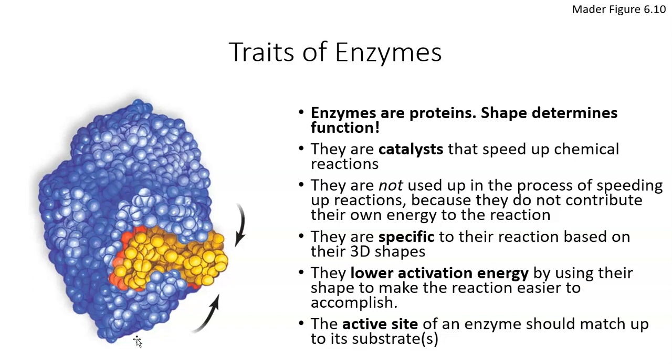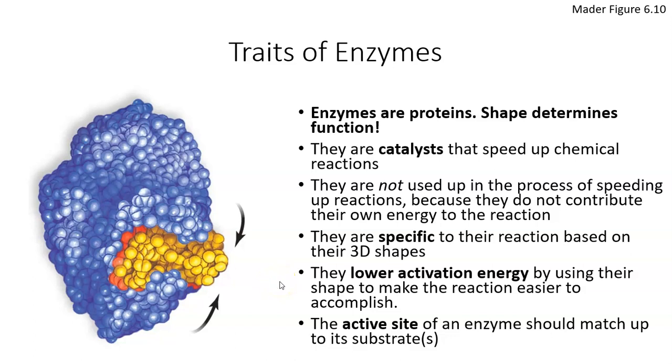When they speed up their chemical reaction, they do it by making the reaction, whatever that chemical reaction is, easier to perform. In other words, they lower the activation energy. So you might remember from our last lecture that activation energy is the amount of energy it takes to start a chemical reaction. If you lower that initial investment, it makes the whole reaction easier to accomplish. That is the goal of the enzyme, to lower that initial investment so that you can complete the reaction with less energy overall.